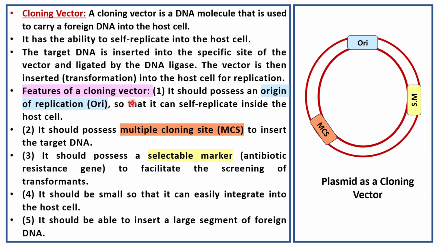So basically, it should possess an origin of replication, ORI, so that it can self-replicate inside the host cell. It should possess MCS, multiple cloning site, to insert the target DNA. So this MCS is a site which can be cut by various restriction enzymes to insert the foreign DNA.